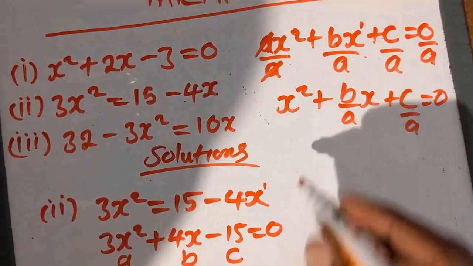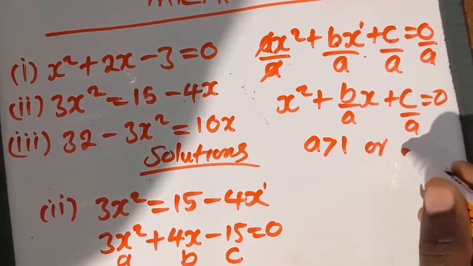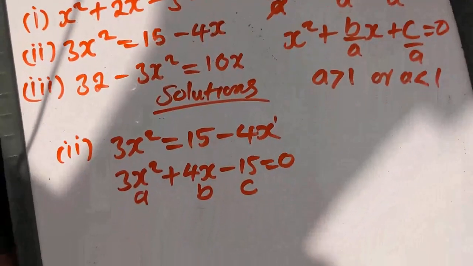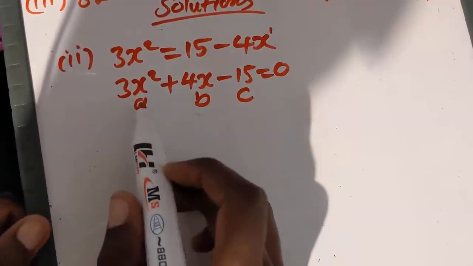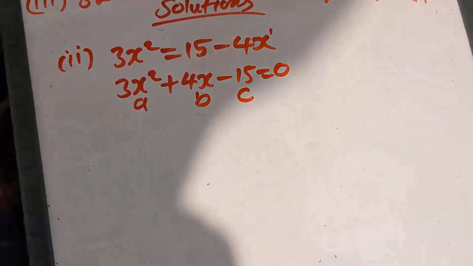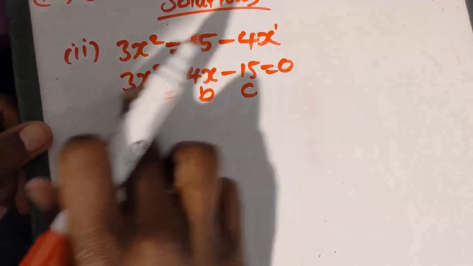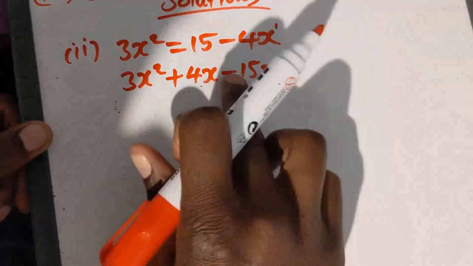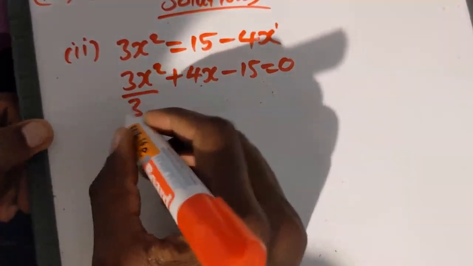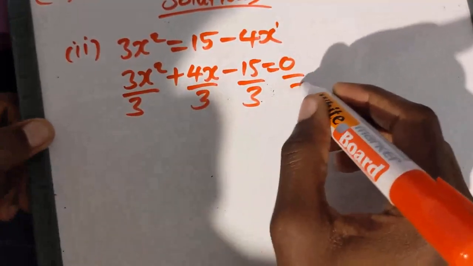If a is greater than 1 or it is less than 1, take note of that. So let's look at our a here. Is it greater than 1 or is it less than 1? So this is greater than 1, okay? So what we are going to do before we start solving it is to divide by the coefficient of a, okay? Is to divide by the coefficient of a.